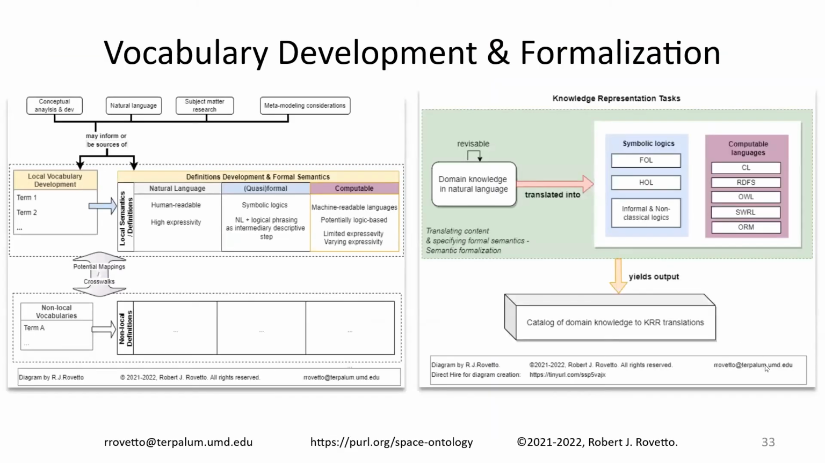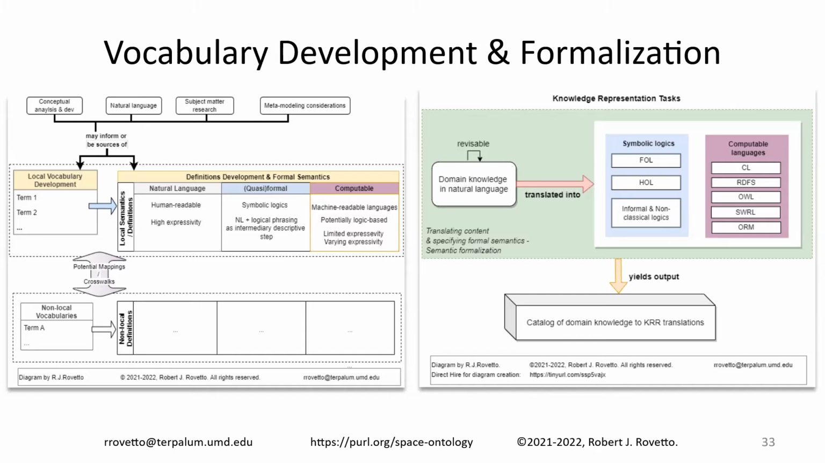Now, if we expand on the particular task of vocabulary development and formalization, on the left here we see that both conceptual analysis, natural language considerations, as well as subject matter research and meta modeling, may inform and be sources for the development of the local ontological vocabulary or other types of knowledge organization systems and their vocabulary. Now that leads into the creation of definitions, which vary from natural language to computable, and the degree of expressivity will vary accordingly.